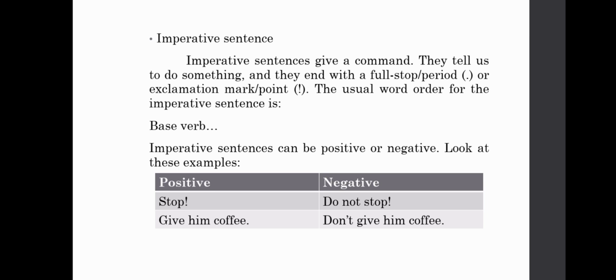Next slide. Imperative sentence. Imperative sentences give a command. They tell us to do something, and they end with a full stop or period, or an exclamation mark or point. The usual word order for the imperative sentence is base verb first. Imperative sentences can be positive or negative. As you can see, the example of an imperative sentence.